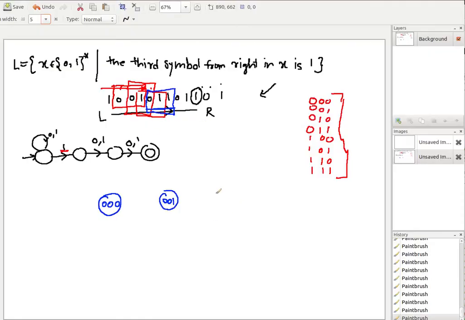By that time, let me just draw it. So 000, 010, and 011. Then on the below side we have 100, you have 101, you have 110, and finally you have 111, right?